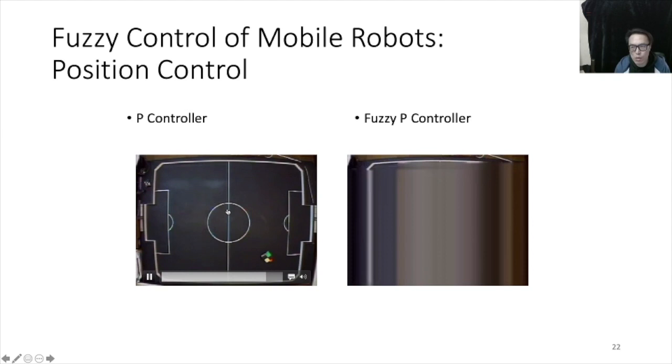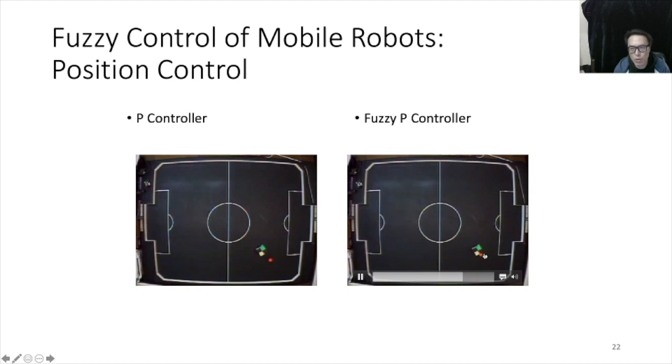Take a look at this one, the fuzzy P controller. Starting from the same point, we reach the target very quickly in the beginning, very quickly in the middle, and very quickly at the end. It is because we divide the working space into subspaces, and consider the error distance and error angle in different subspaces: medium, small, large. For different scenarios, we apply different control policies, so that we come up with a better control performance.